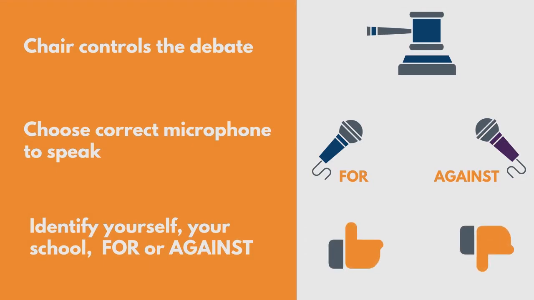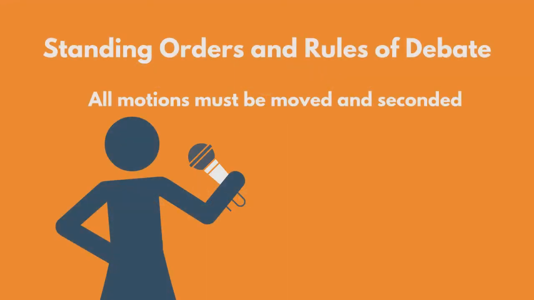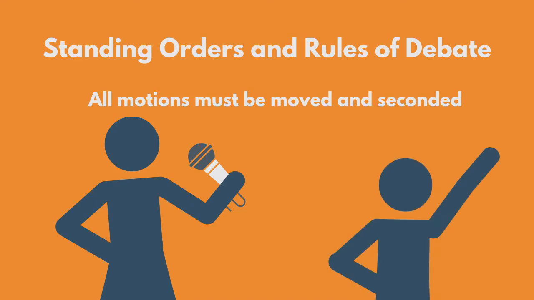Here's a brief overview of standing orders and rules of debate. Standing orders are the rules that govern how the entire agenda session is conducted. Rules of debate are the rules that must be followed from the time a motion has been moved to when it's put to a vote. All motions must be moved and seconded. The act of seconding means at least one other delegate wants the motion to be considered by the meeting.